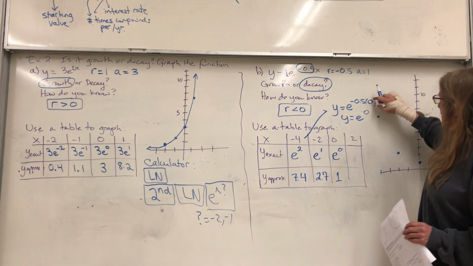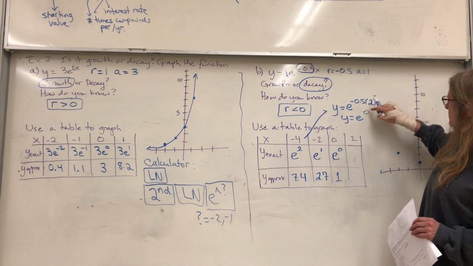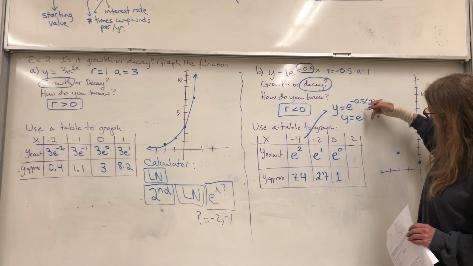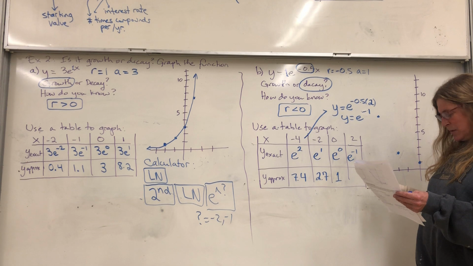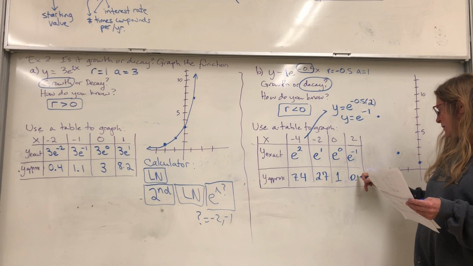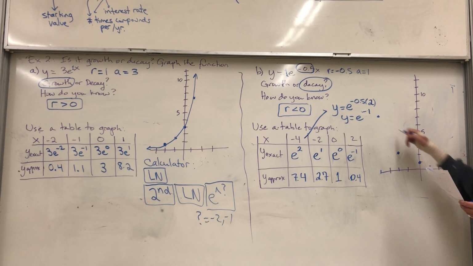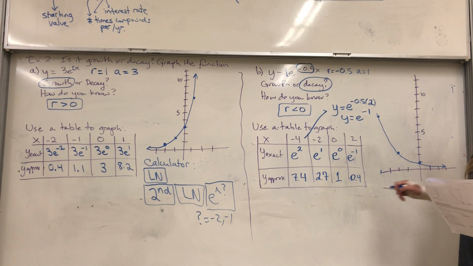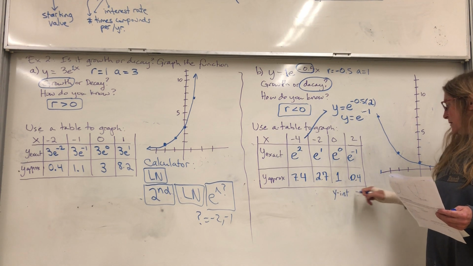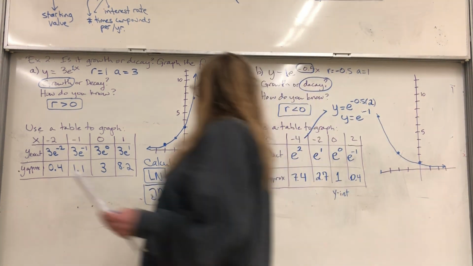And then last but not least, I'm going to plug in 2 for x. Negative 0.5 times 2 is negative 1. So that's e to the negative 1, and that gives me 0.4. So that's about right here. So look what we get. We get our swoop down action here. And notice, here's our y-intercept. So our y-intercept is when x is 0, right? And over here is also our y-intercept.